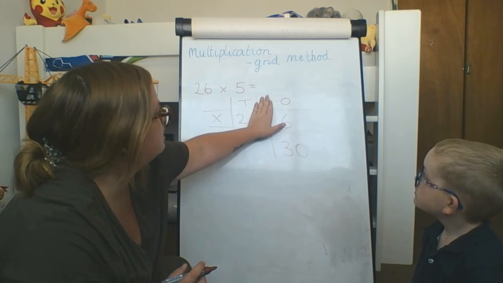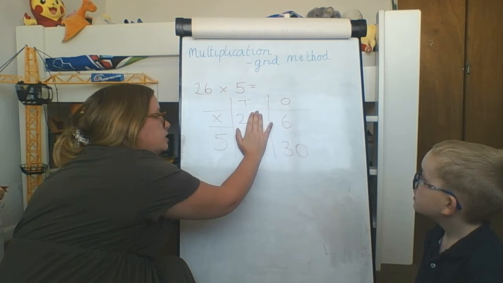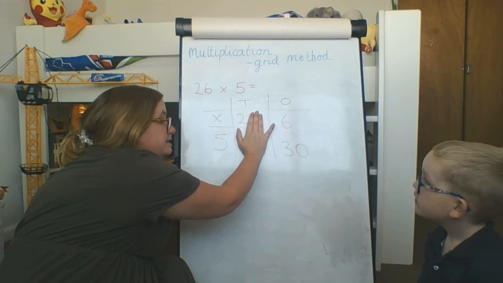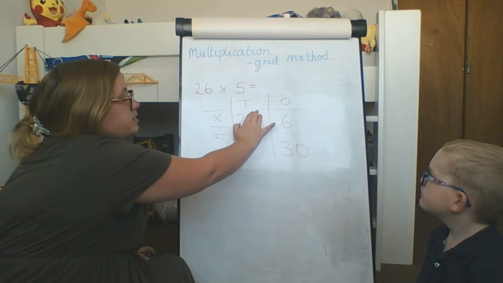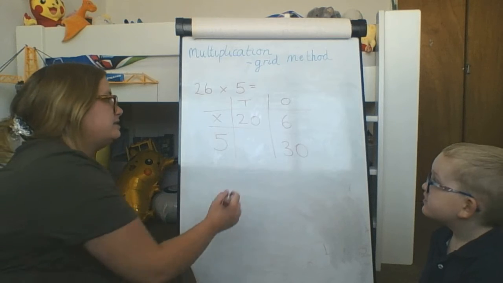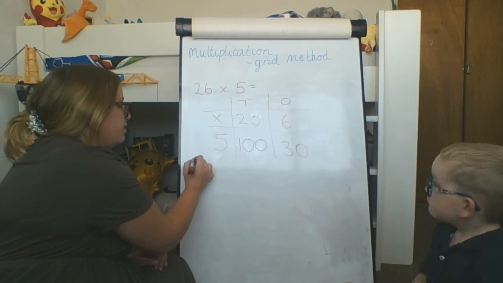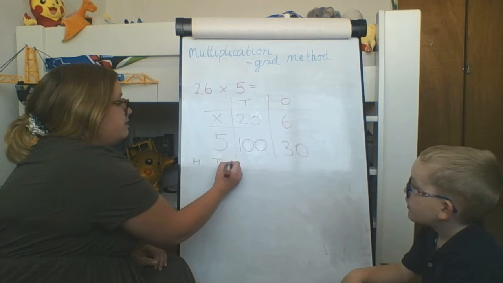And if we just don't look at that for a second and we say 2 times 5 is 10. And then because that's in the tens column, we have to multiply it by 10. So 10 times 10 is 100. And then we have to add those together using our written method if you need to.